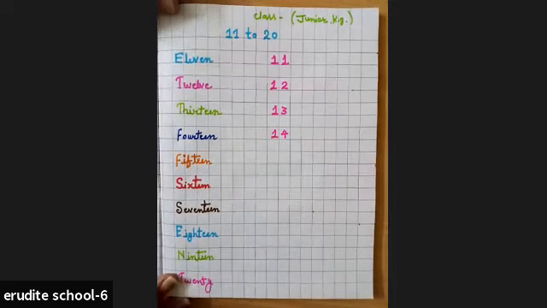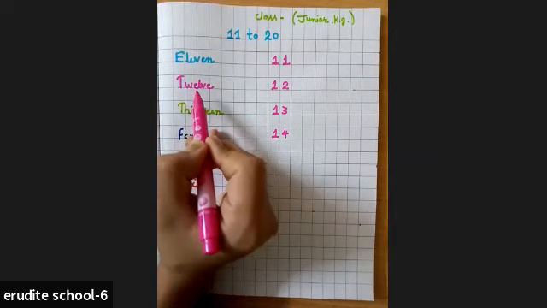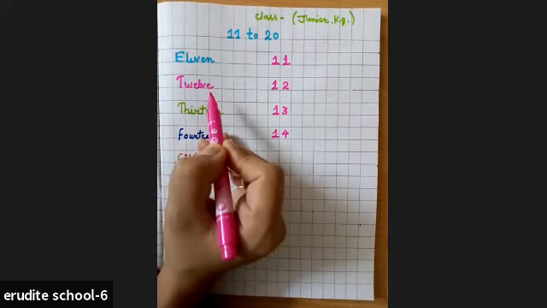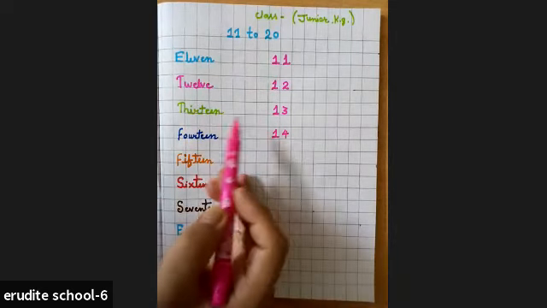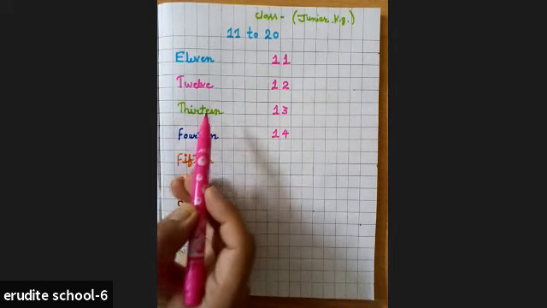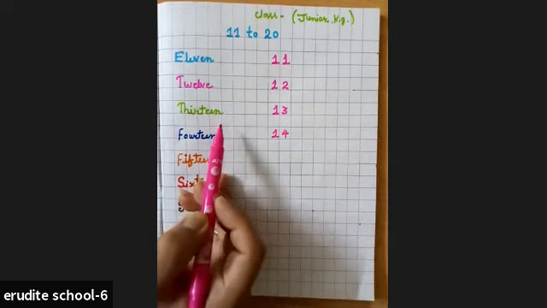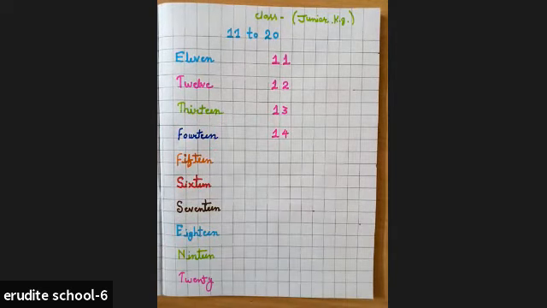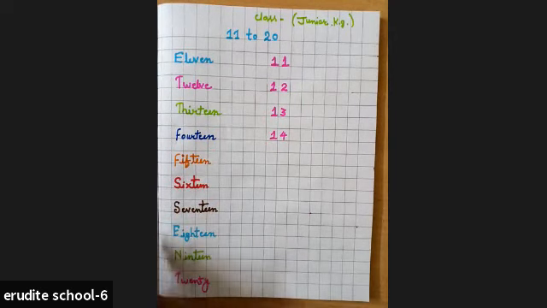Okay. Now, spelling of 12. T W E L V E. 12. Okay. And now spelling of 13. T H I R T E E N. 13. 1 3 13. Everyone, you also write in your notebook, beta.